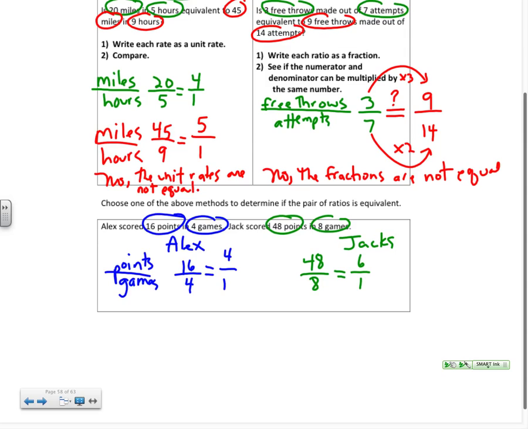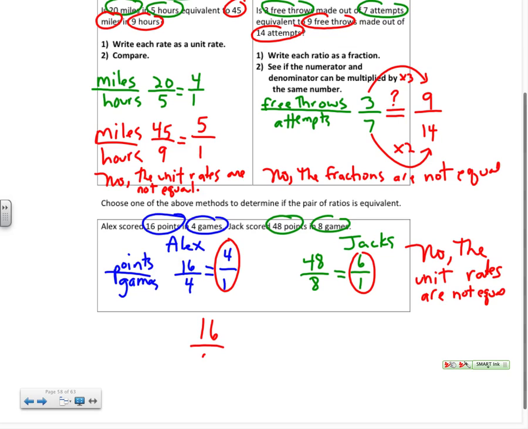Now I look at the unit rates. Are they equal? No. So those rates cannot be equal. And the reason is no, the unit rates are not equal. Now, if I wanted to look at it as a fraction, I could probably do it that way too. I'm going to look at it this way. Is 16 to 4 equal to 48 to 8?